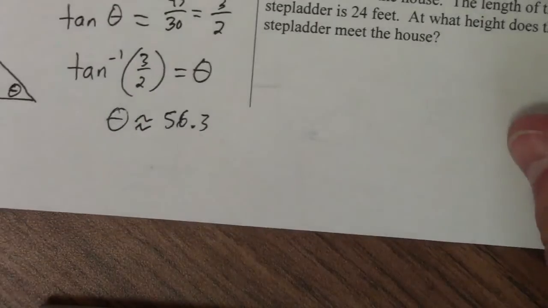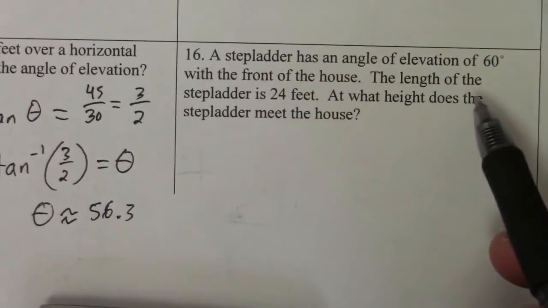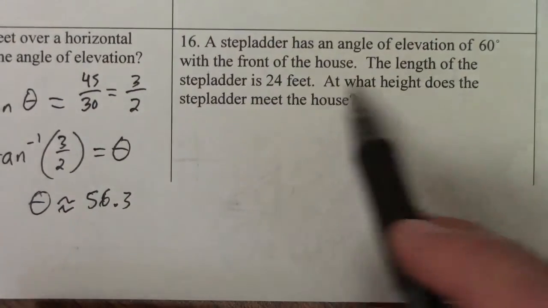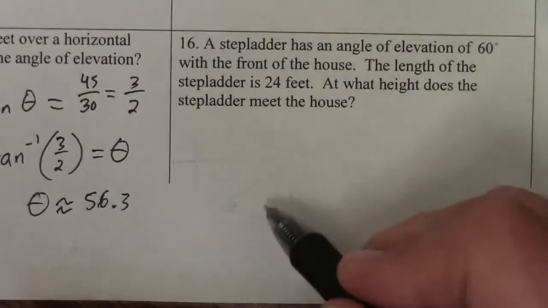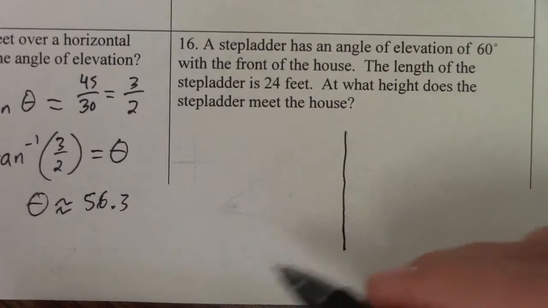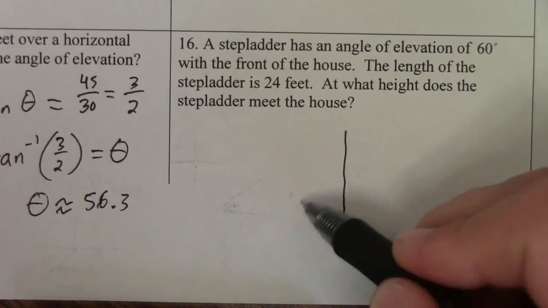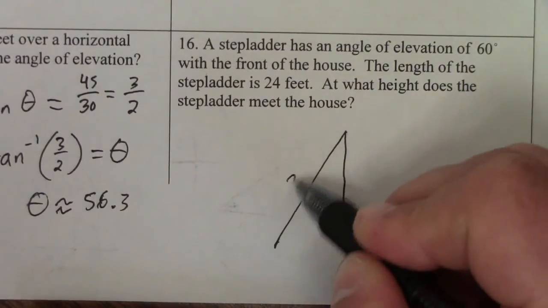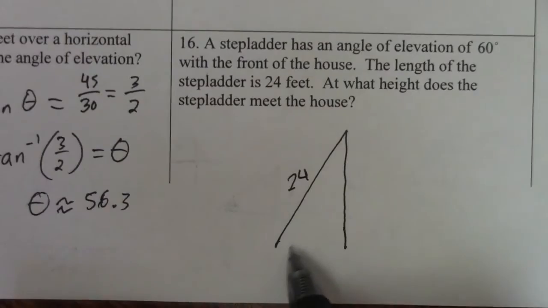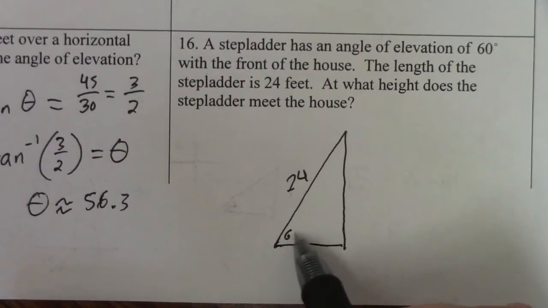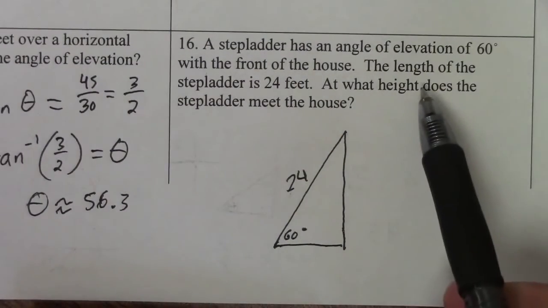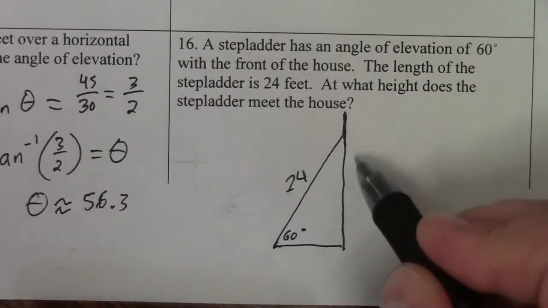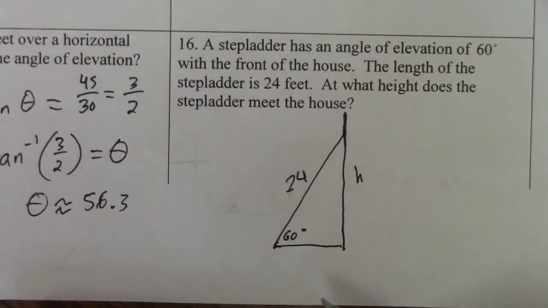On the last problem here, a stepladder has an angle of elevation of 60 degrees with the front of the house. The length of the stepladder is 24 feet. So here's a house. Here's a stepladder. And we know this stepladder here is 24 feet long. And we know the angle of elevation is 60 degrees. And what it's saying is, at what height does the stepladder meet the house? So here's the house. We're trying to figure out what this height is.